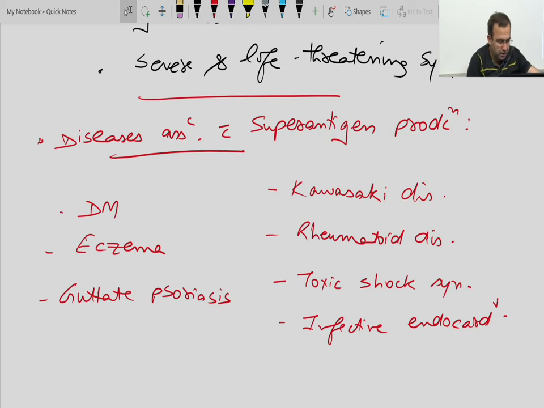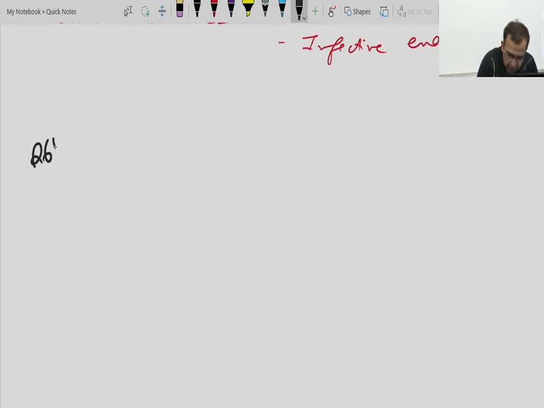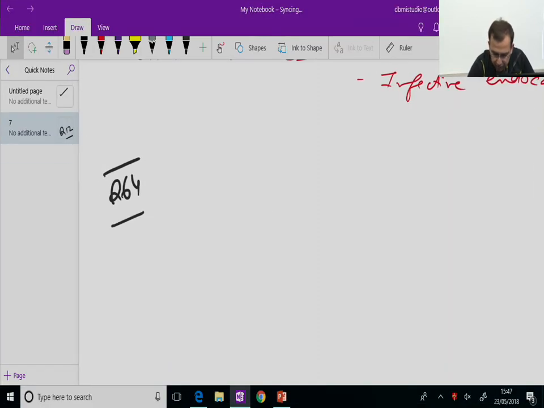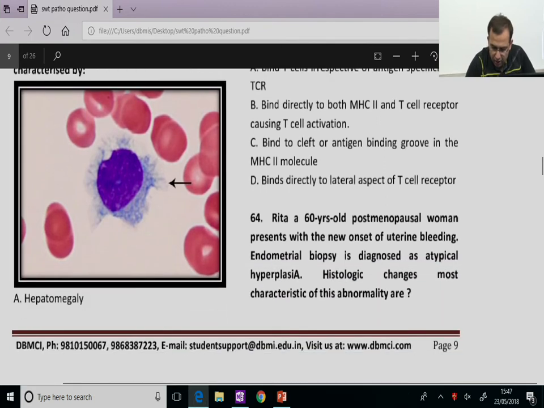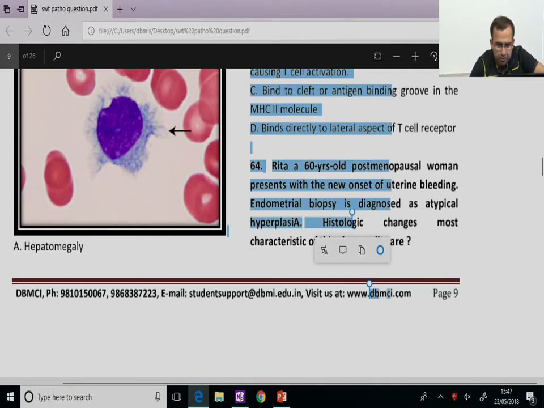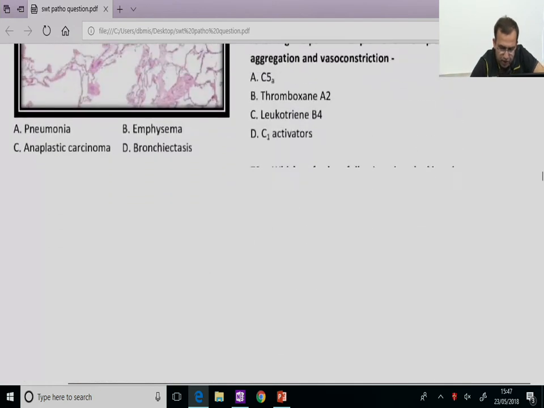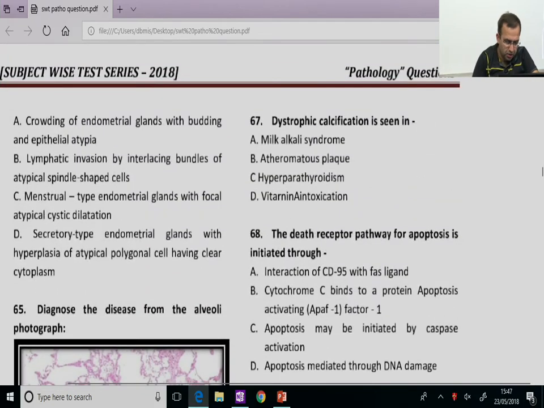Next. This gets us to the next question, that is question 64. Rita, a 60-year-old postmenopausal female, new onset uterine bleeding. Endometrial biopsy shows atypical hyperplasia. Histological changes most characteristic of this are crowding of endometrial glands with budding and epithelial atypia.